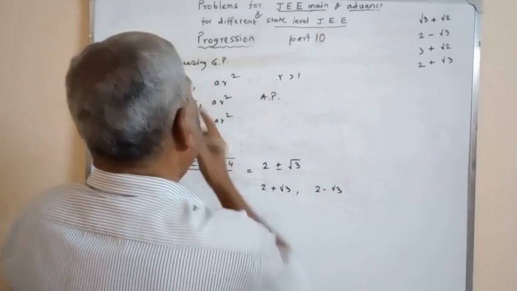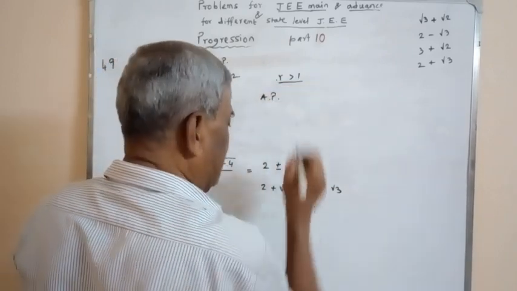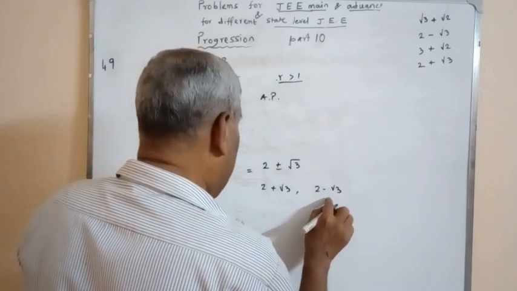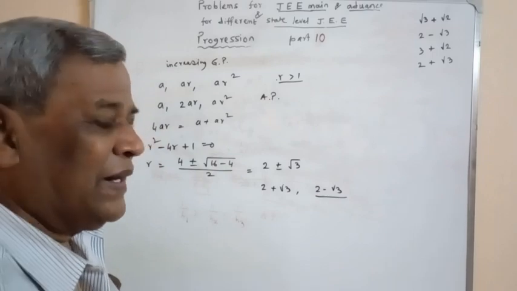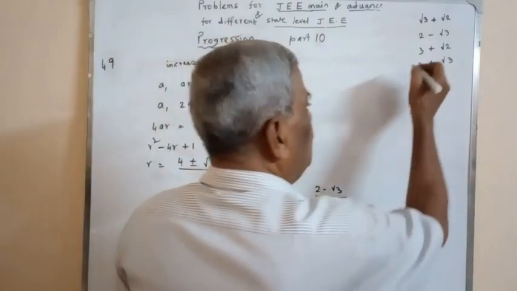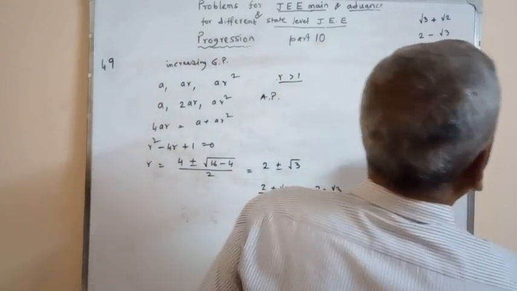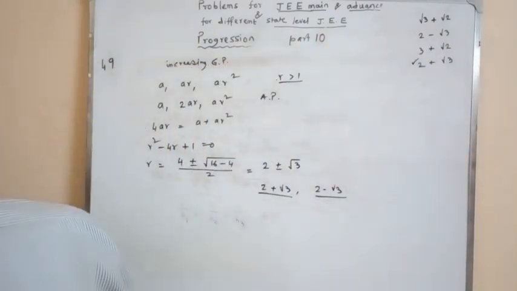But as it is an increasing GP, R must be greater than 1. If we take this value of R, it is not greater than 1. Hence, the answer is 2 plus root 3. So option D is correct. Next.